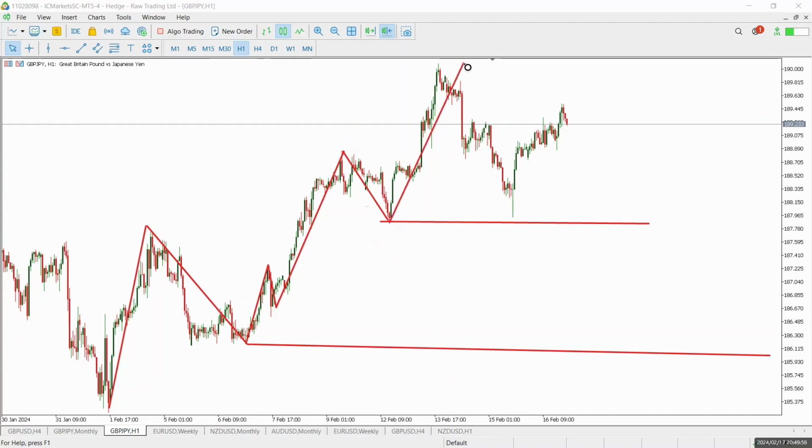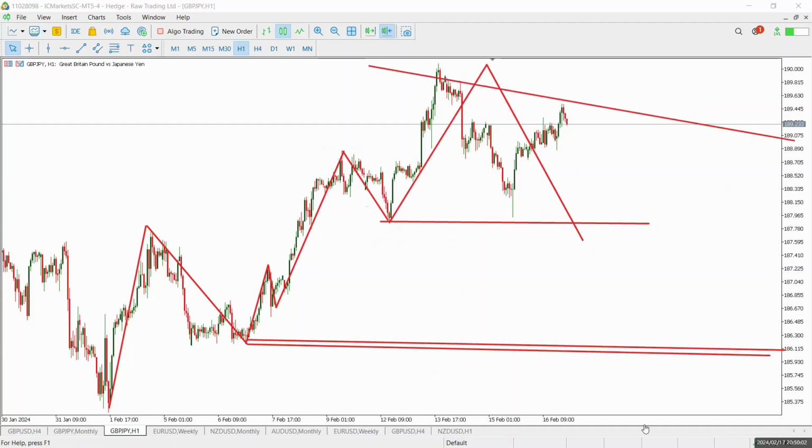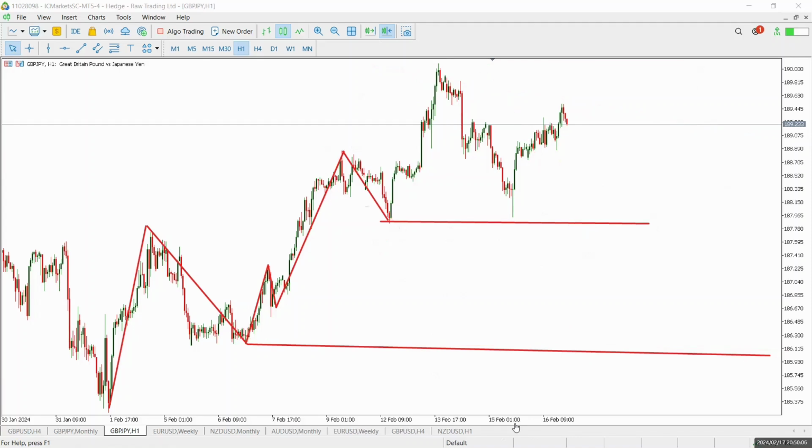So now when price comes and breaks this low, we know that price has broken the fractal that starts from here to here. Price has broken that fractal. But right now, price has not broken that level.